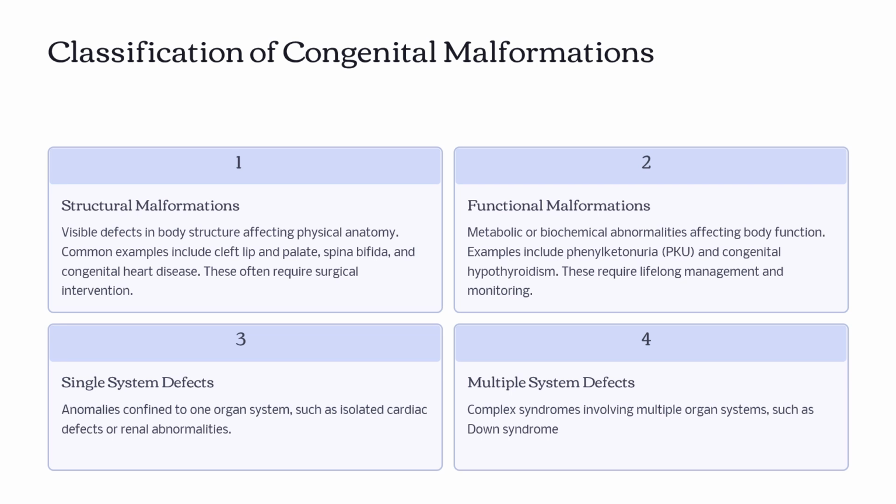The third one is single system defects. Here the anomalies are confined to only one system, for example isolated cardiac defects, meaning the congenital anomaly is present only in the cardiac system, or sometimes the respiratory or renal system. The fourth one is multiple system defects. Here complex syndromes involve multiple organs, like Down syndrome, which can affect various body parts. This is called multiple system defects.